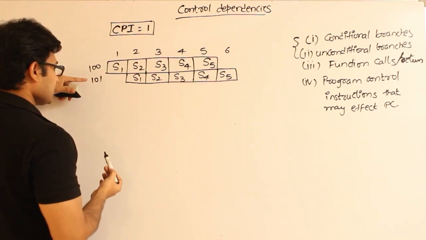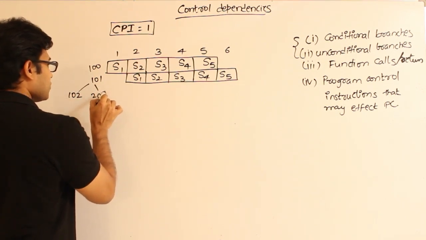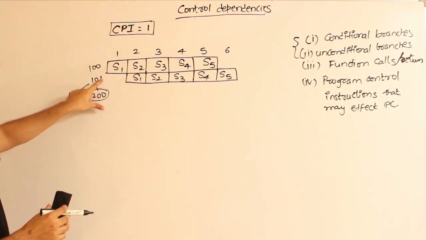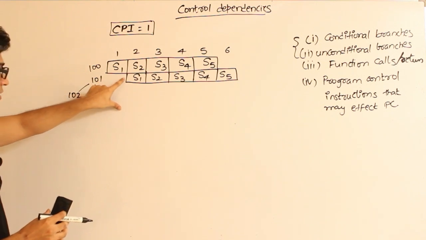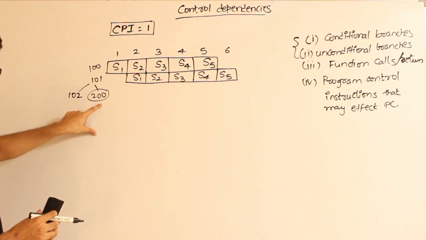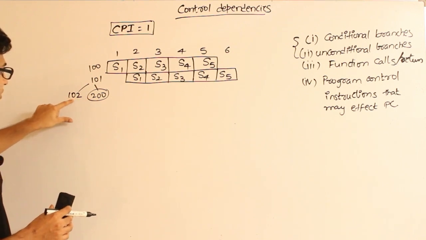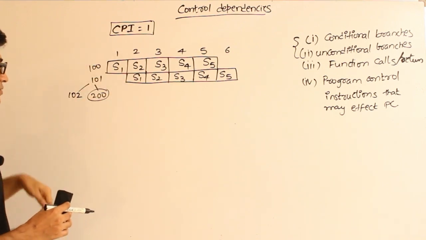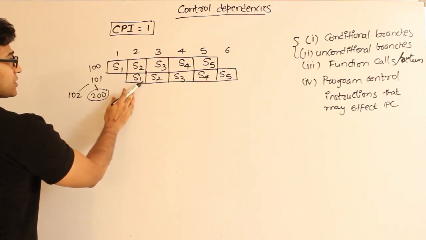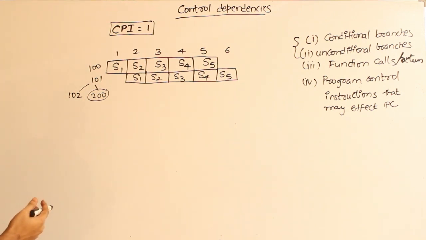Therefore the next instruction can either be 101, 102, or it can be 200. Let us say 200 is the target instruction. Assuming that this particular instruction, which is present at address 101, is a conditional branch instruction, it can either branch to 200 in case the condition happens to be true, and if the condition happens to be false, it will continue with the sequence, right, the successive instruction. So assume that this is an instruction in which the branch is going to happen, which means the condition happens to be true. Then what happens?